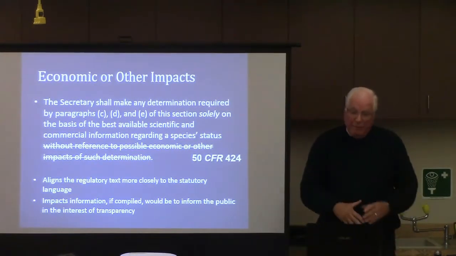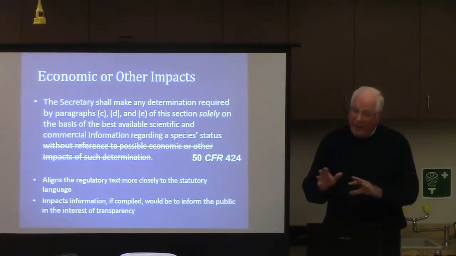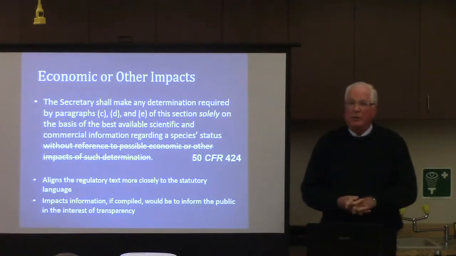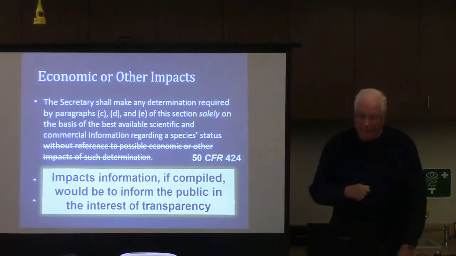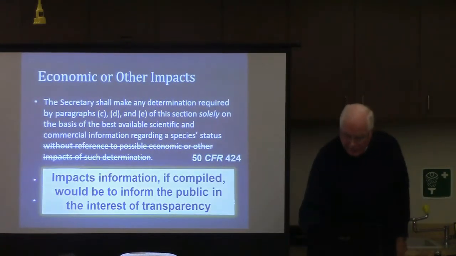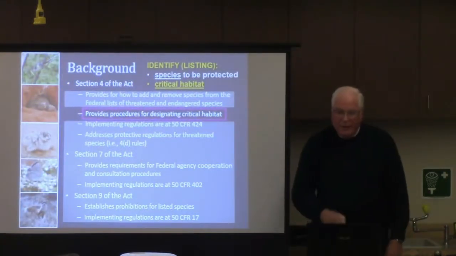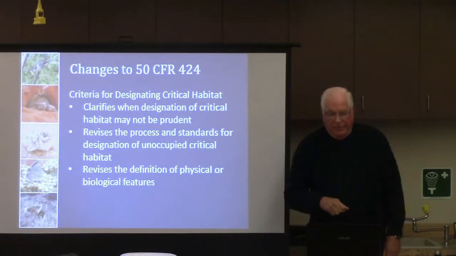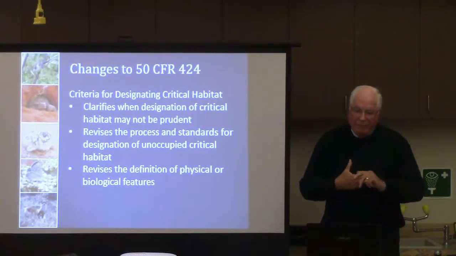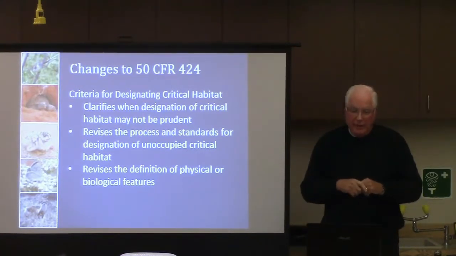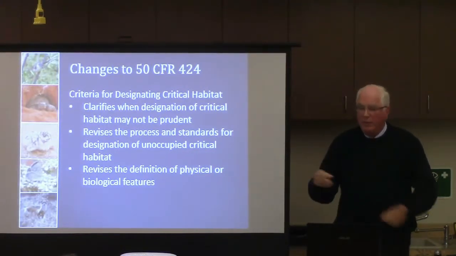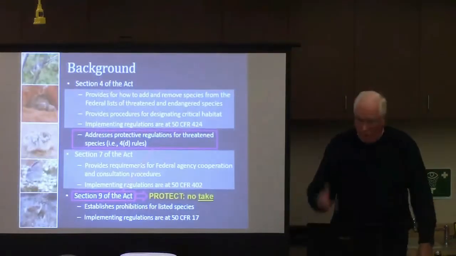And they say that the impacts information, if it is compiled, it's not mandatory, would be to inform the public in the interest of transparency. And that needs some emphasis. Okay, critical habitat in the identification process. It's going to clarify when designation may not be prudent, revise the process and standards for designation of unoccupied critical habitat, and third, revise the definition of physical and biological features. This does not seem to be a significant controversial change, those things.